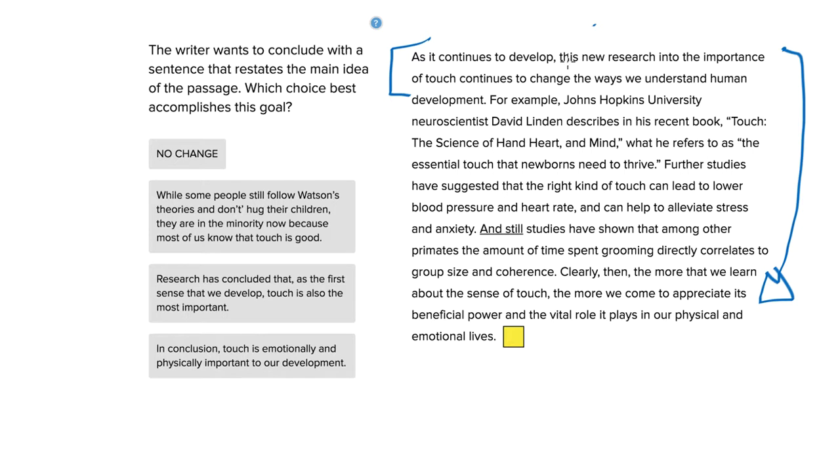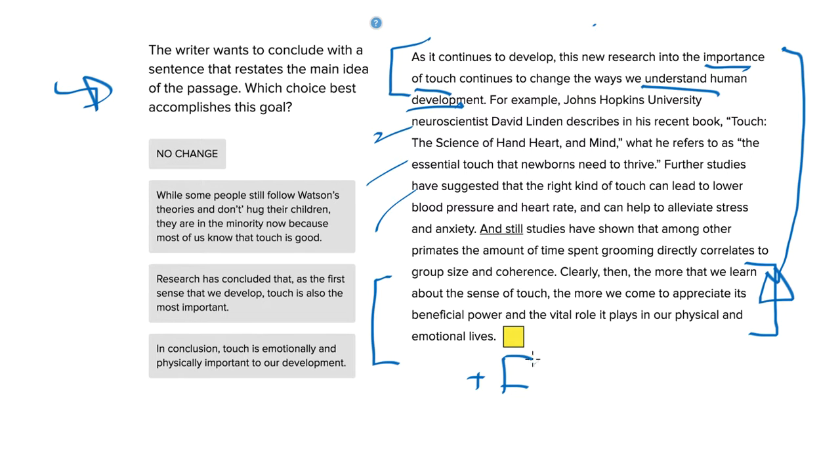We are talking here about how new research is telling us about the importance of touch, and that is changing the way we understand human development. We have some evidence backing that point up, and then we've got this concluding sentence already here. Maybe we can add another, and this is what these questions ask about. When we want to conclude with a sentence, we're talking about the addition of another at this little square here, or maybe not having one at all, like no change says.